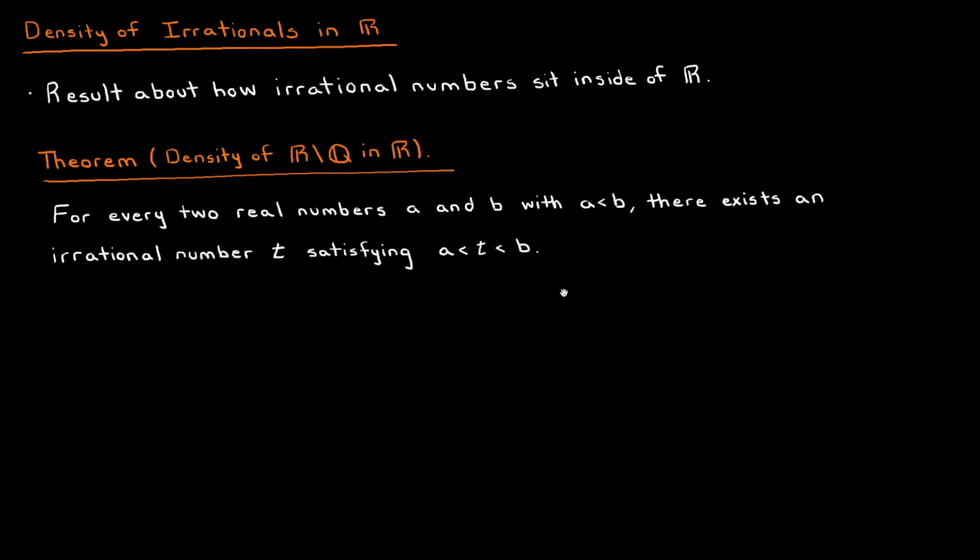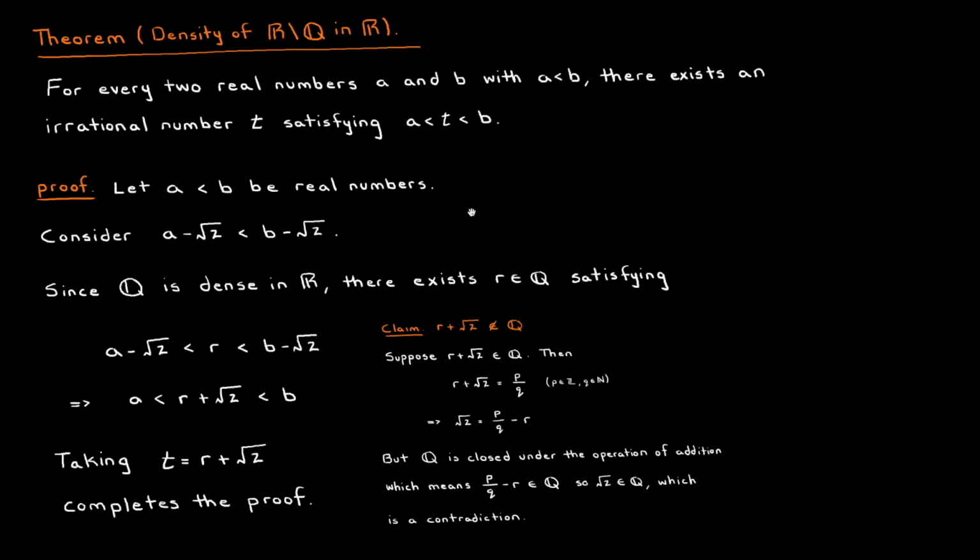Next, let's talk about the density of the irrational numbers within the set of real numbers. It turns out that between any two real numbers a and b, with a less than b, there exists an irrational number t strictly between a and b. And the proof of this result follows very nicely from the density of the rational numbers. So let's begin by letting a and b be two real numbers with a less than b.